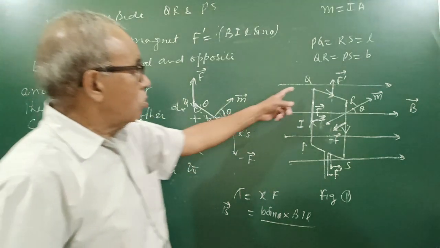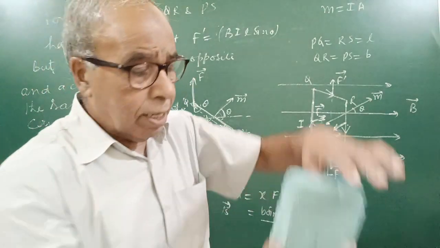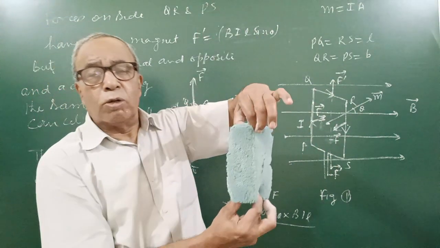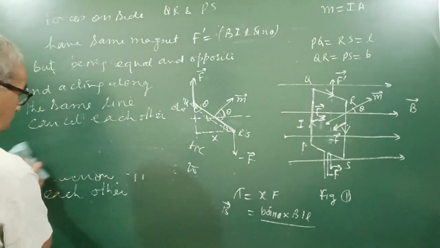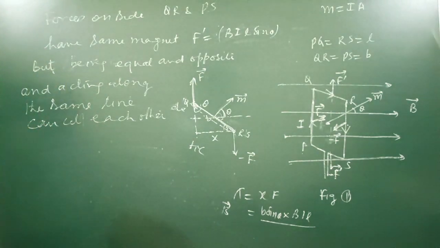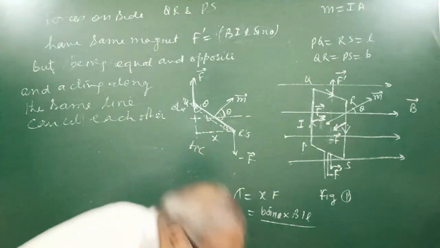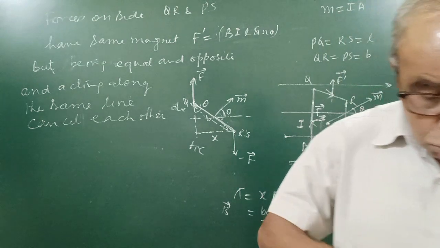The forces on sides QR and PS cancel each other because they are acting along the same line. One upward, one downward, so net force is 0. So forces on sides PQ and RS, being opposite and acting along different lines of action, produce torque.